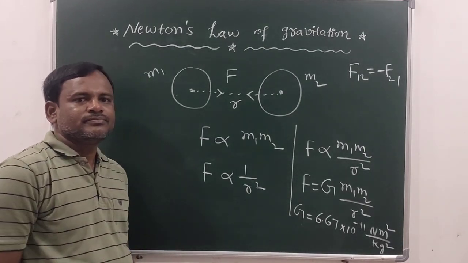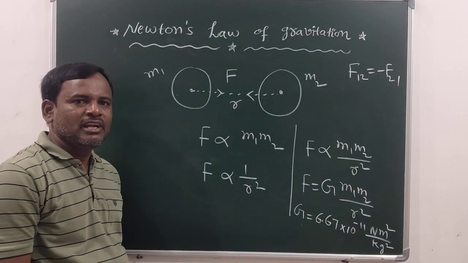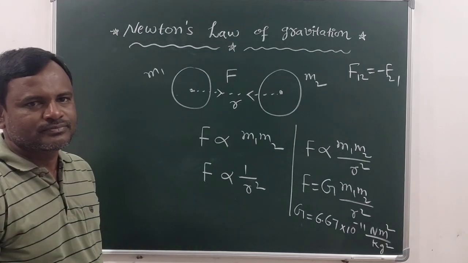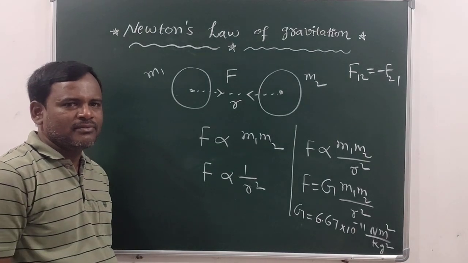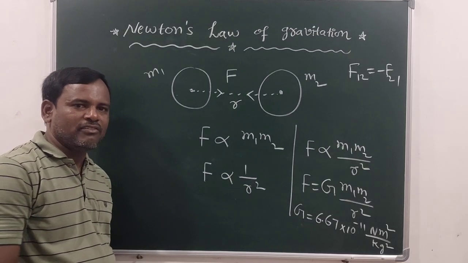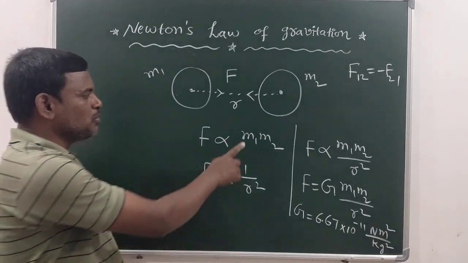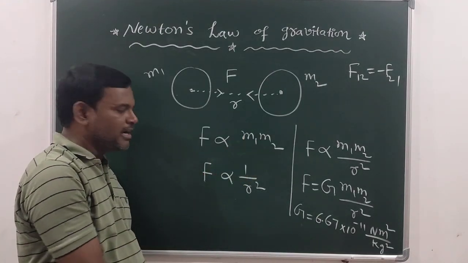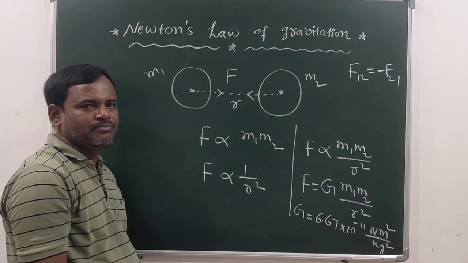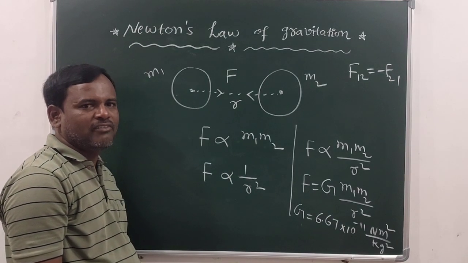So this central force is independent of the medium. Remember that point. I hope you have understood this law of gravitation. The central force is directly proportional to the product of masses and inversely proportional to the square of the distance between them. This is known as Newton's law of gravitation.